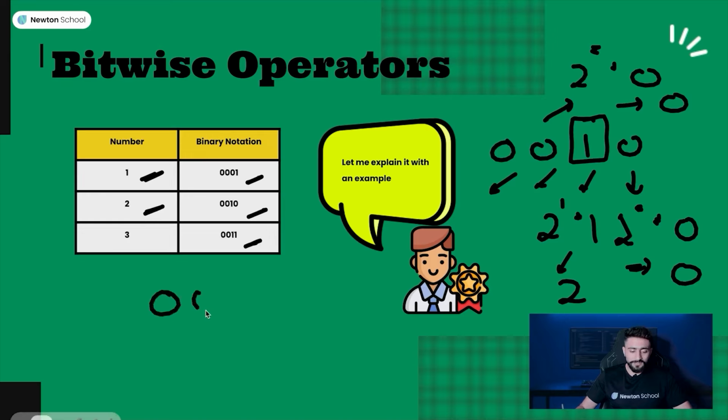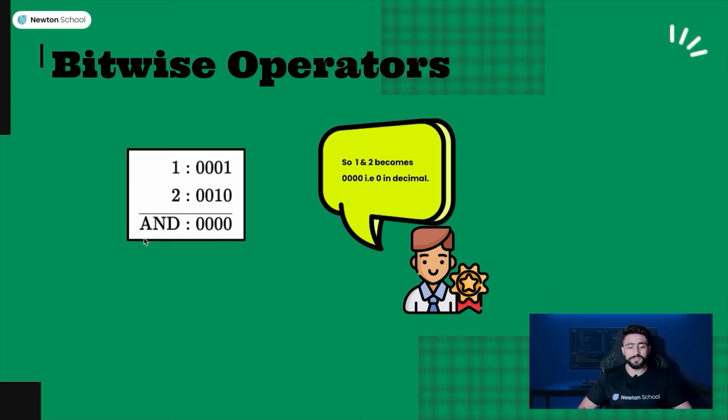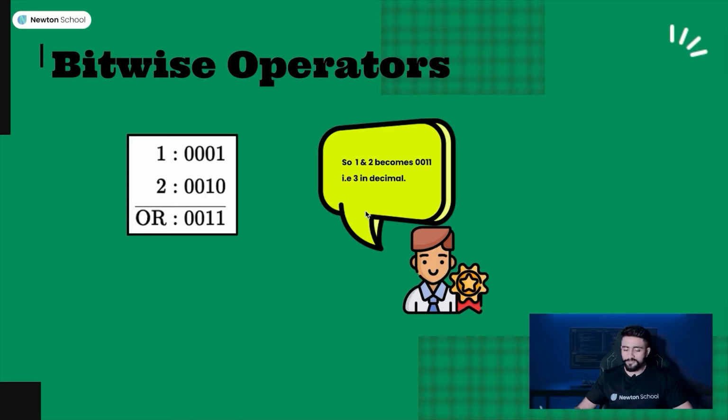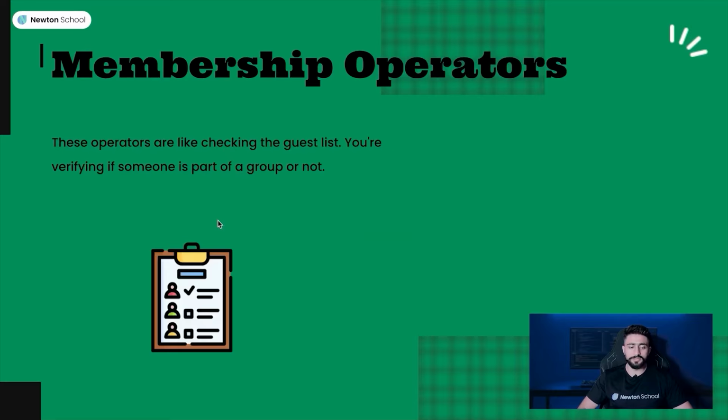Similarly, 0011, it will be 2 raised to power 0 into 1, it will be 1 plus 2, it will be 3. So that's why 3 in bitwise notation is 0011. So if you see how it works exactly, the bitwise AND is nothing but if both the bits are 1, only then AND will be 1. Similarly, OR will be 1 if any one of the bits is 1. So yeah, this is how it works.